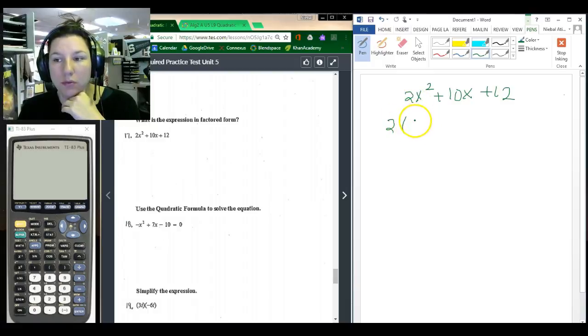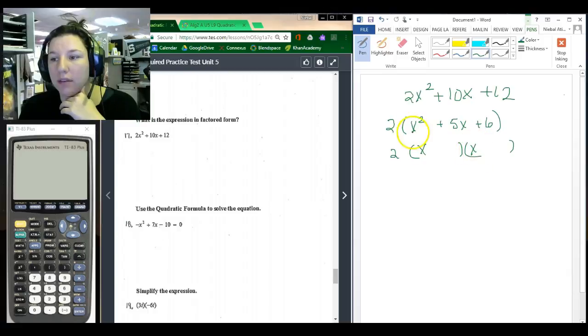2x squared divided by 2 is just x squared. 10x divided by 2 leaves me with 5x, and 12 divided by 2 is 6. So I can factor out a 2 here, and that would leave me with x squared plus 5x plus 6, which I can then continue to factor.